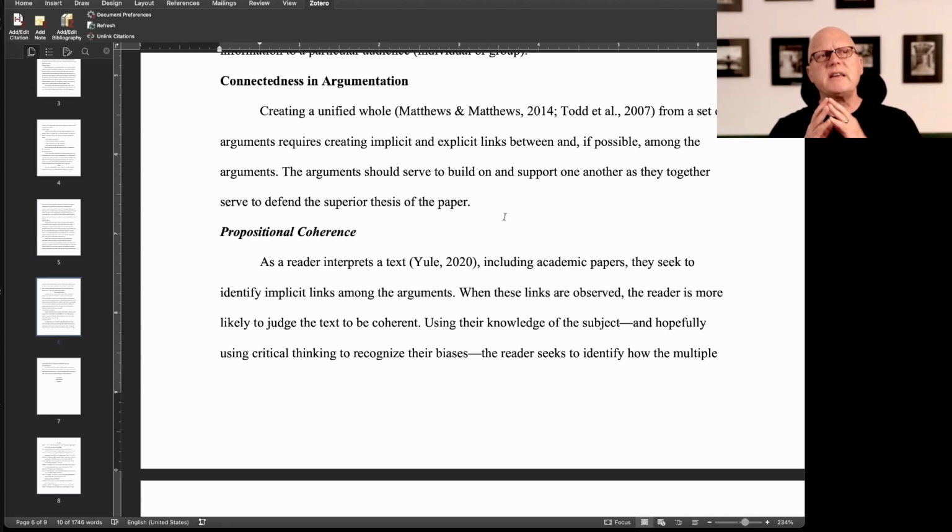So in creating this unified whole, this cohesive paper, requires addressing both implicit and explicit links that can exist between and among the arguments that are presented. I say between and among because as an American, I make the distinction between those two words. Between is connecting 2 elements, among is connecting 3 or more elements.